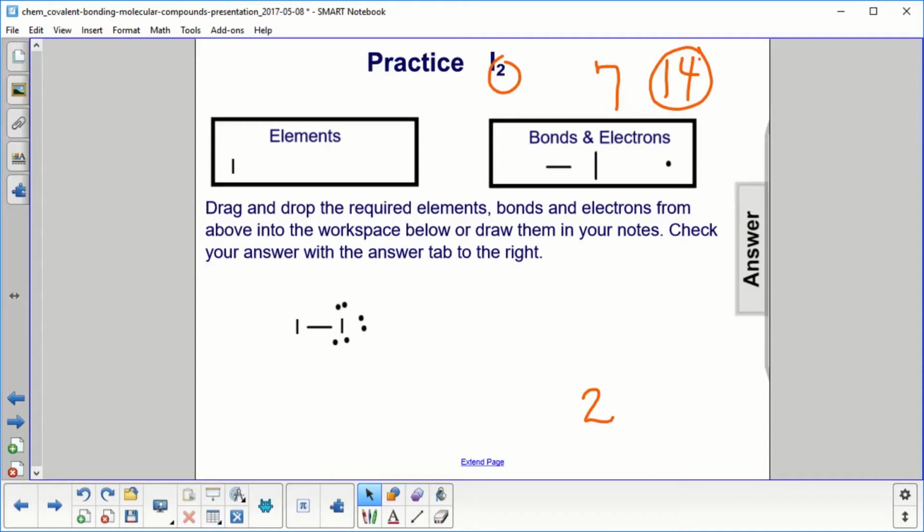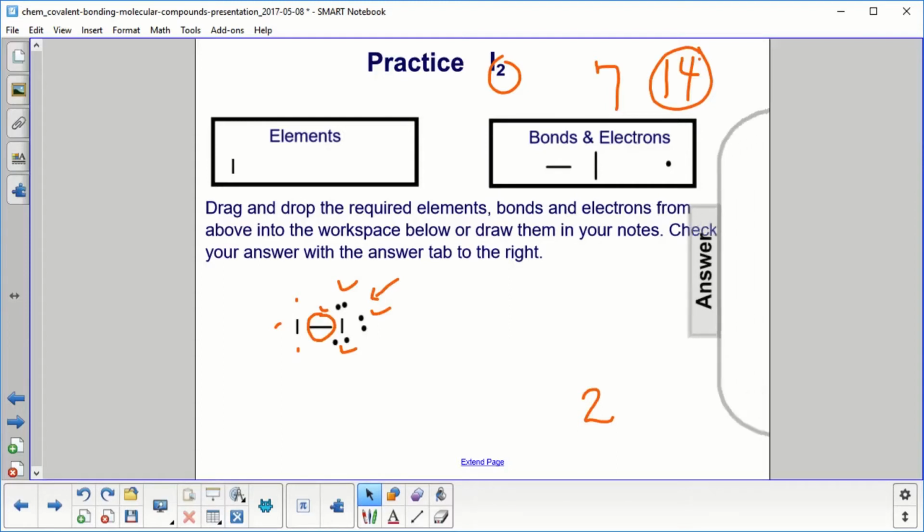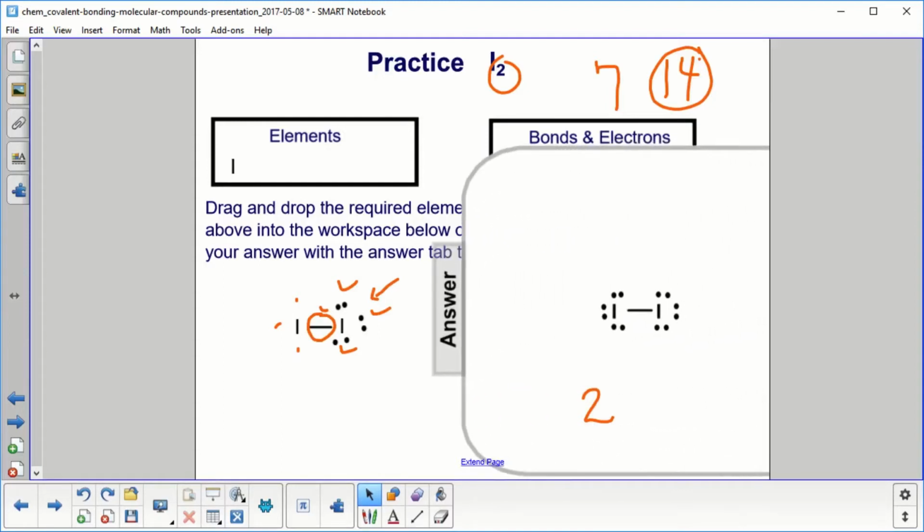And do we have full outer shells? Well, let's look at this guy on the right. There's 2, 4, 6, and the bond counts as 2 electrons, so that's 8. And then, imagine we did the same thing on the other side. 6 plus 8 is 14, and we've already accounted for these 2 electrons when we counted the iodine atom over there. So let's see if that works out. And yep, that's what we have. Again, I didn't draw the iodine on the left, but you can see here it is.